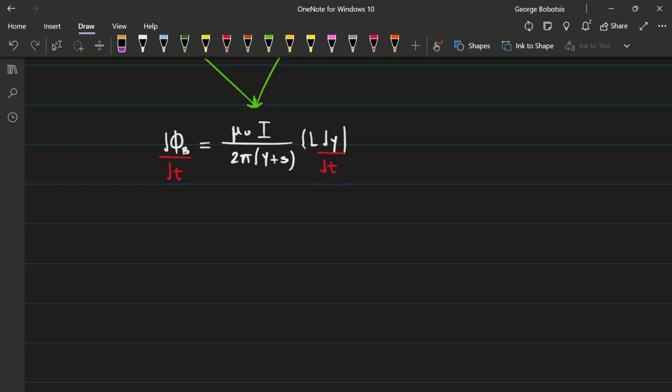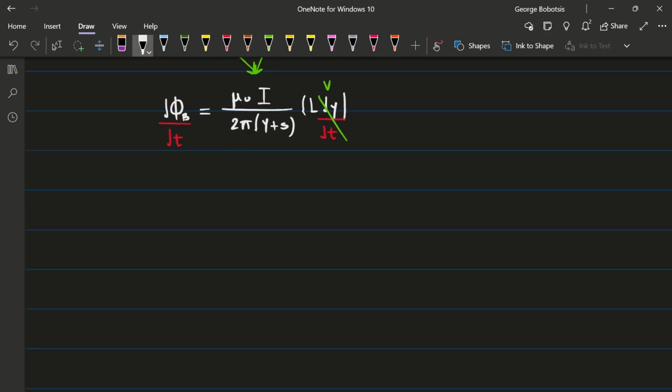And this little guy we recognize as the speed. This is the speed that you're moving the lines north. So that's where that speed comes in. So that's d phi b dt again over here. Mu naught I v, and there's an L here as well. So v, and then 2 pi times y plus s at the bottom.